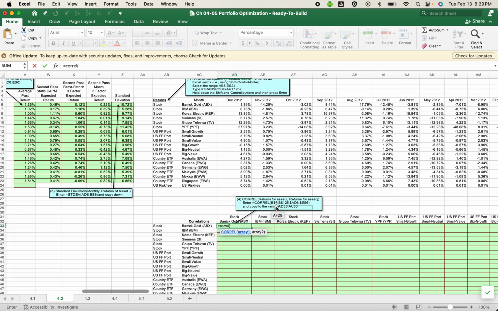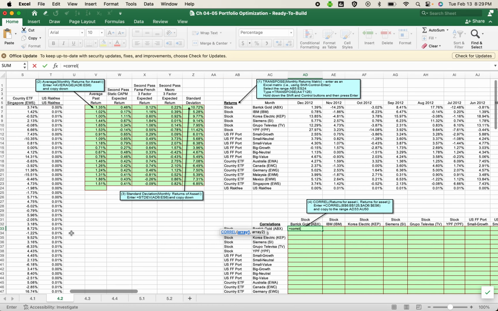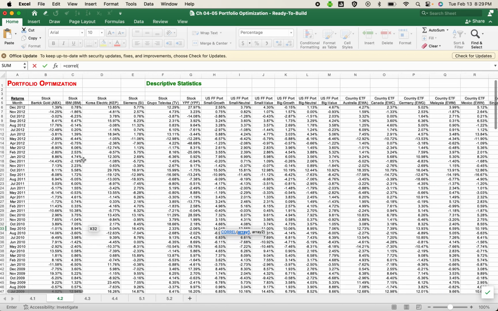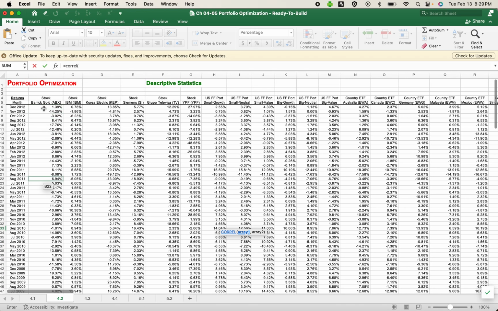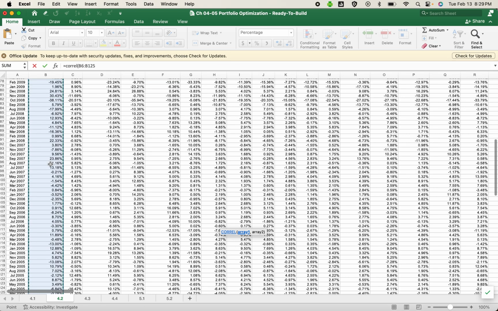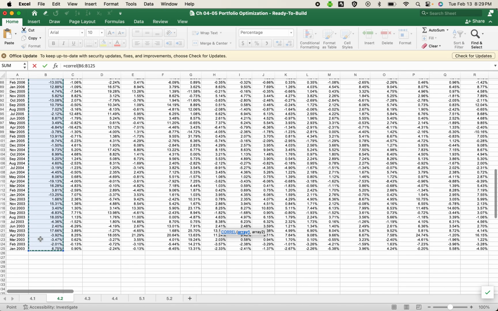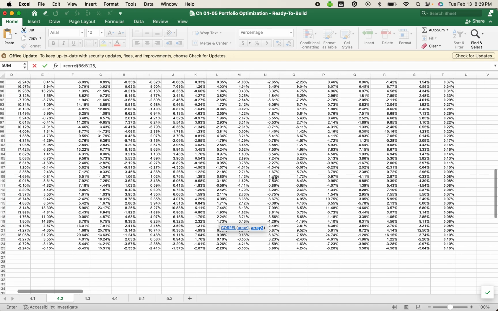So what are we doing? The first array it's going to tell me is B6 to B125. So I'm going to go to B6 through B125. Okay, comma, and let's go back.